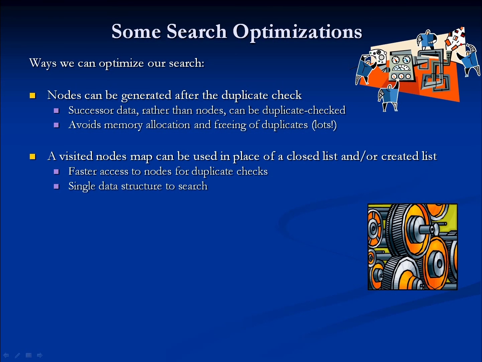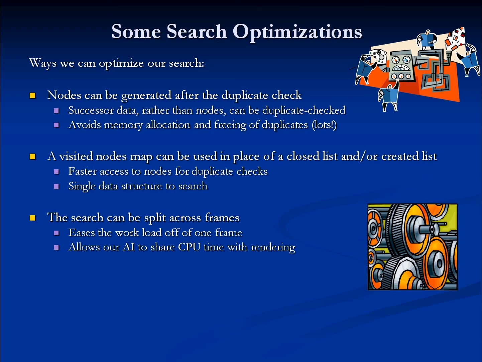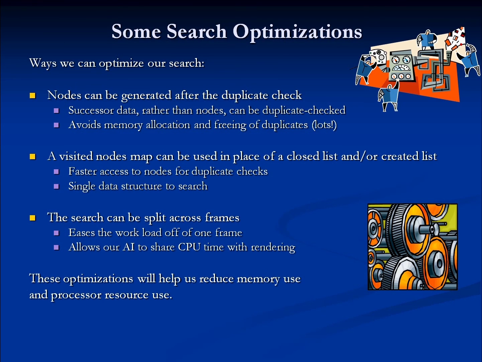The last point, while not built into the pseudocode before, is a very important practical consideration when working with game engines or similar systems. And that is that we need to be able to split the search across frames if we're to effectively integrate a search into a system that must respond in real time. This eases the workload off of a single frame and allows the AI to share the CPU with rendering and other subsystems. And these optimizations in general will reduce our memory footprint by reducing fragmentation, reducing cache misses, and improving speed.